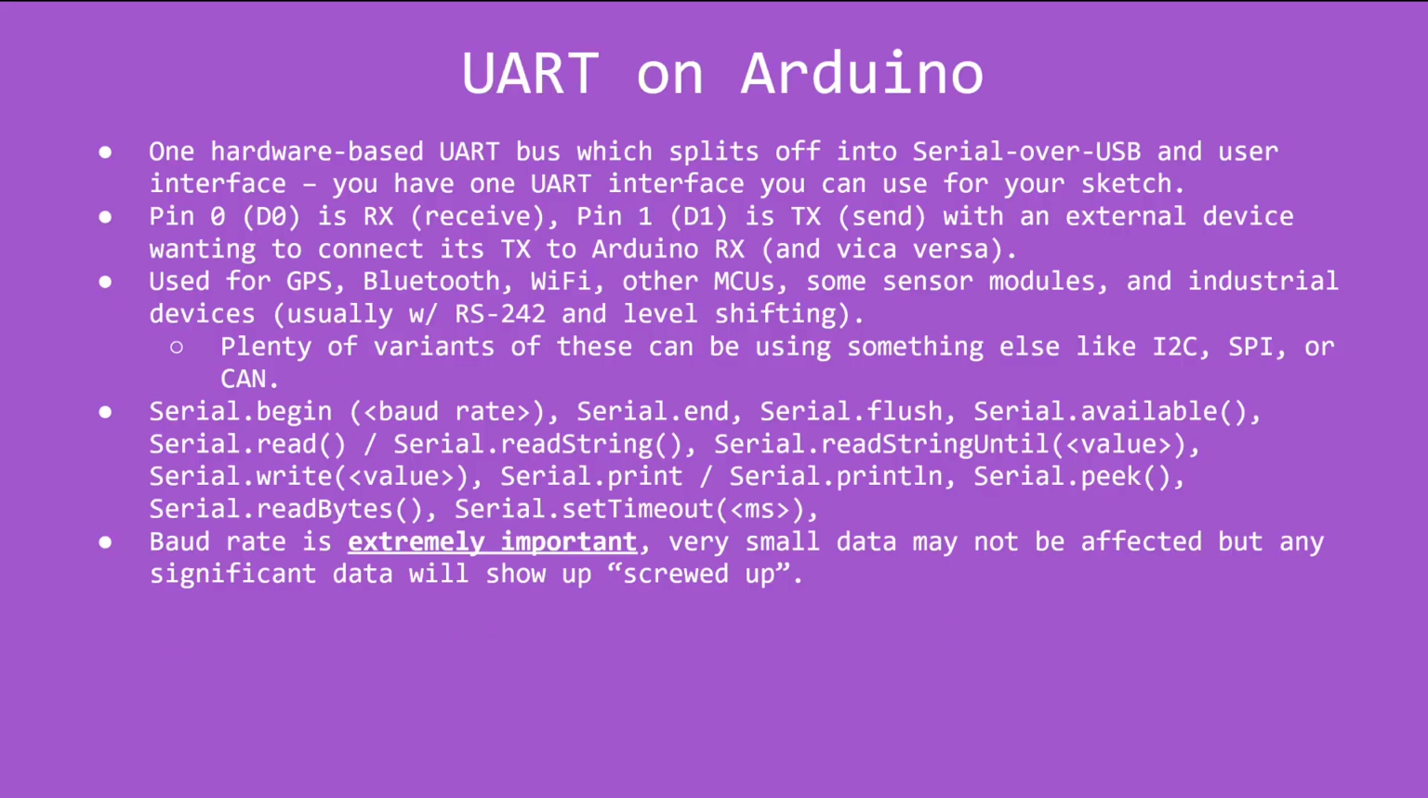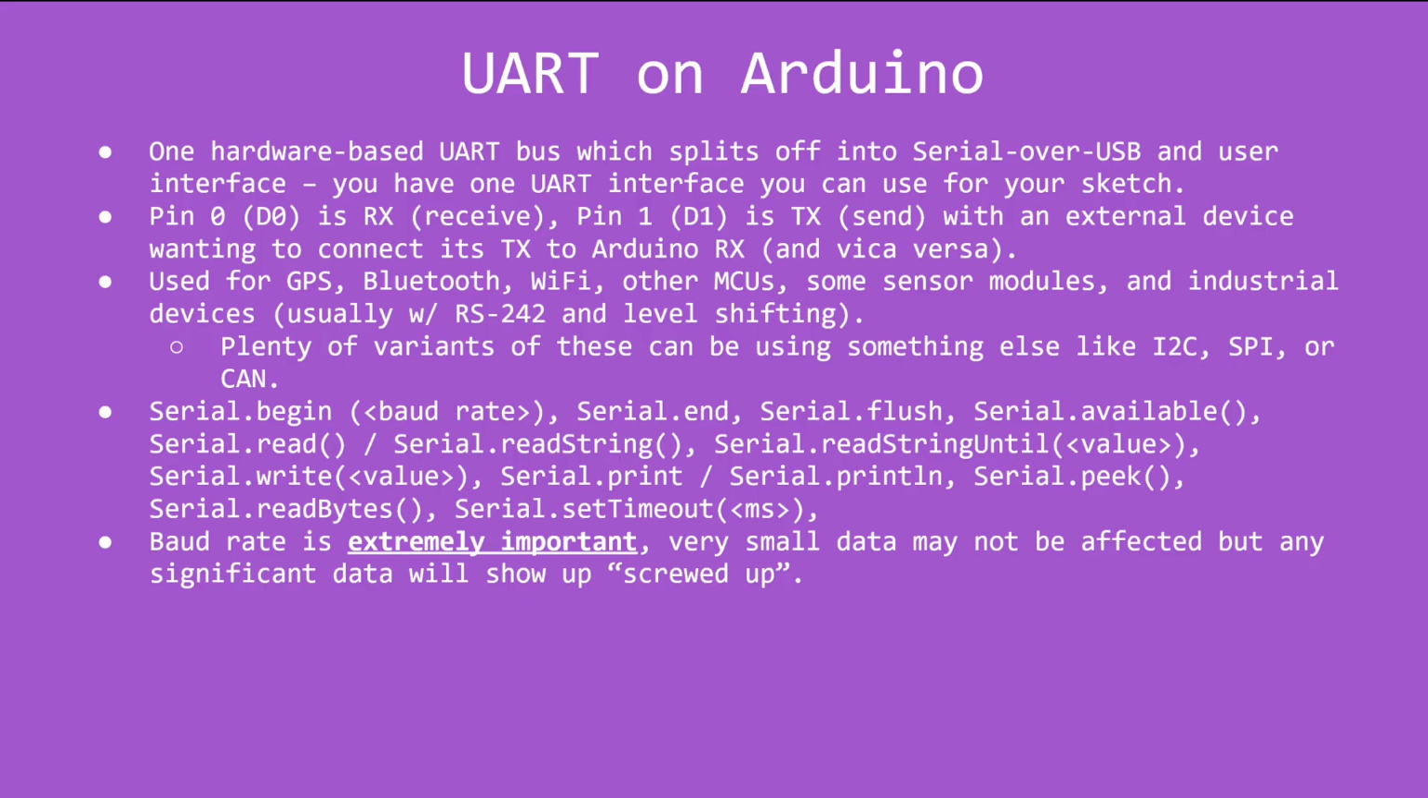Now I'm going to focus on UART with the Arduino. On the Arduino Uno Rev 3, there is one hardware-based UART bus. This splits off both into the serial over USB and a user interface. So you have one hardware-based UART that you can use. Pin 0 or D0 is the receive pin. Pin 1 or D1 is the send pin. With an external device, you want to connect the send to the other device's receive and back and forth.